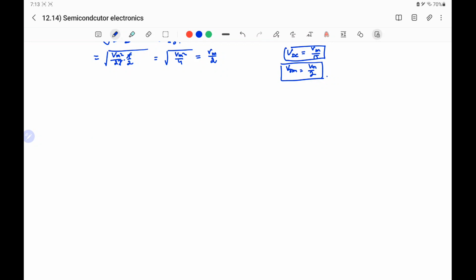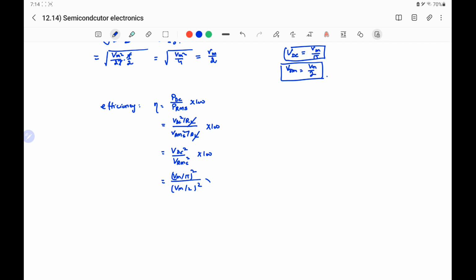Using these values of the DC voltage and the RMS voltage, we can calculate the efficiency of the half wave rectifier, which is given by eta equal to P DC by P RMS. This is the DC power by the RMS power into 100. P DC is VDC square by RL, where RL is the load resistor, divided by VRMS square by RL into 100. RL and RL get cancelled, so efficiency is equal to VDC square by VRMS square into 100. VDC we have calculated as Vm by pi, squared, divided by Vm by 2, squared, into 100.